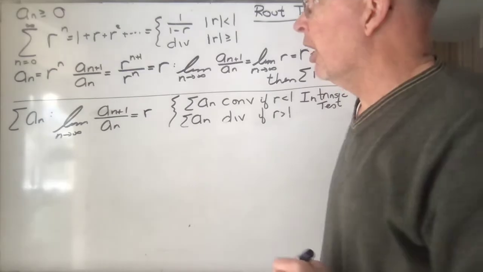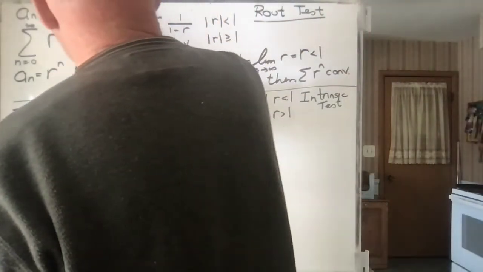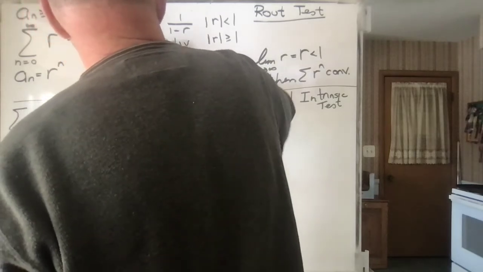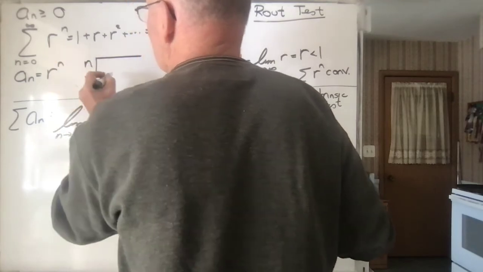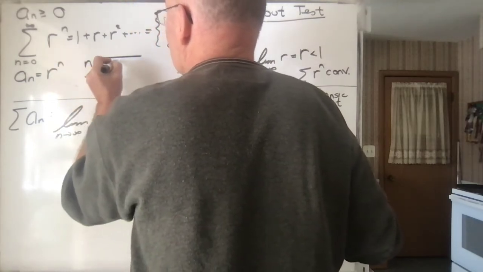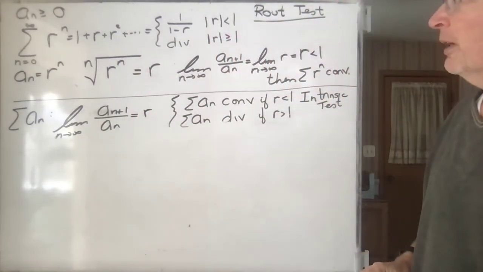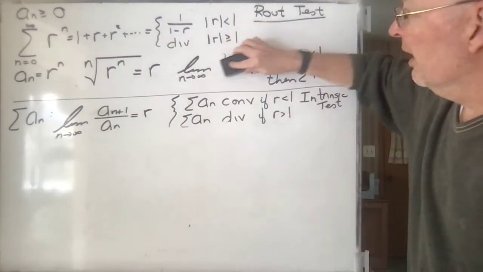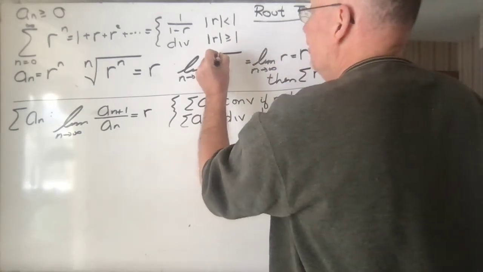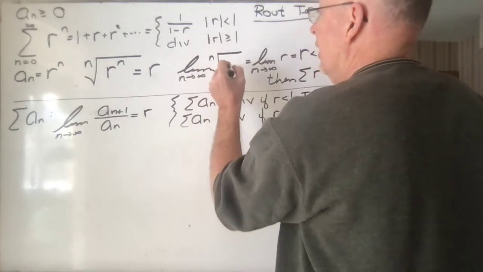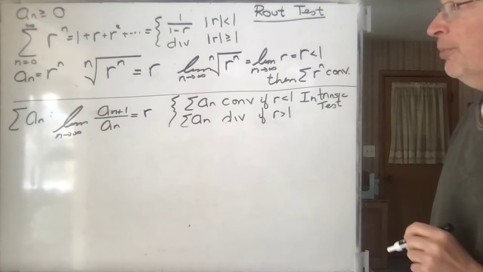Another way you can get an r from the geometric series is by taking this instead. So instead of taking the ratio, we take the nth root of the nth term. Agreed? If you take the nth root of the nth term of the geometric series, you're going to get an r. And so here, again, you take the nth root of the nth term of r to the n, and you're going to get an r, and you get the same result as before.